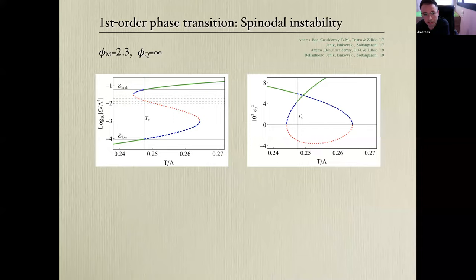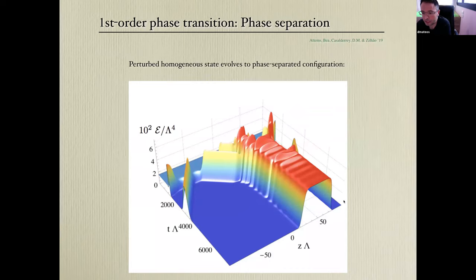Okay? The point is that if you start in any energy density in here, that state is unstable, so it wants to phase separate into something with this energy density in one semi-infinite region, and something else with this energy density in the other semi-infinite region. So you end up with a phase coexistence state, as you see here. Are there any questions about this?